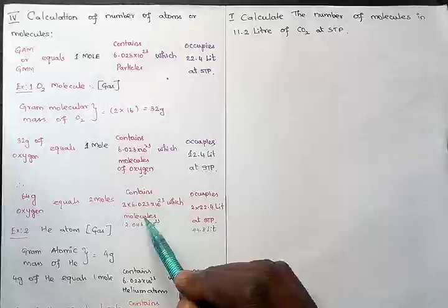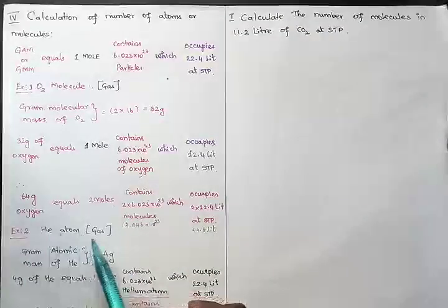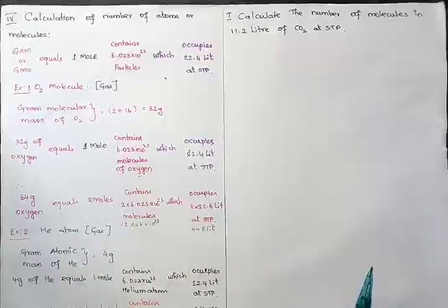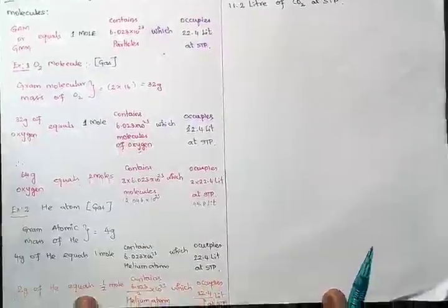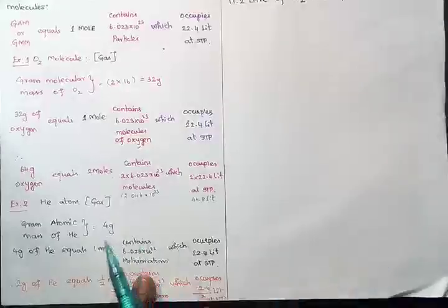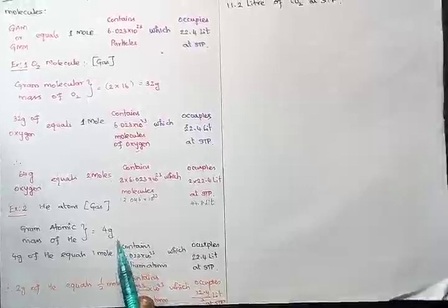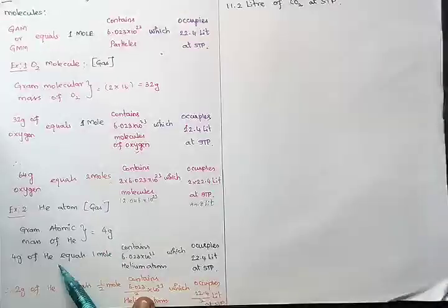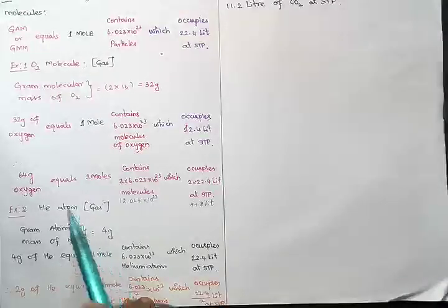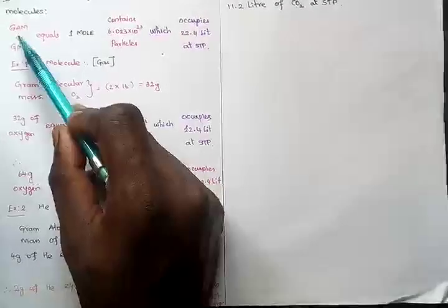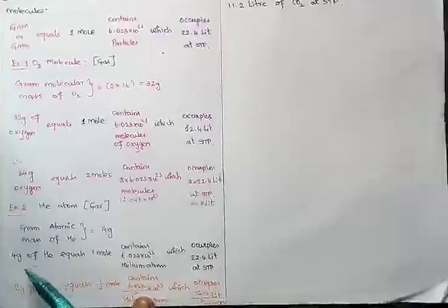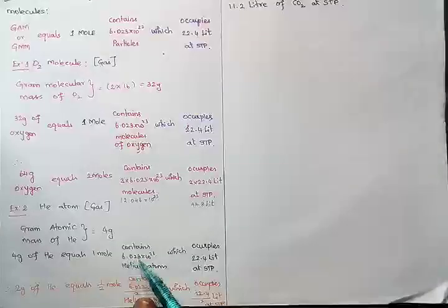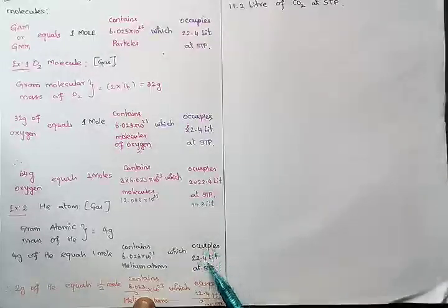Let's go for the next one, that is atom. Helium atom, which is a gas. So the gram atomic mass of helium is 4 grams. Am I right? It's 4 grams, and 4 grams of helium equals 1 mole, because gram atomic mass also equals 1 mole. So which contains 6.023 into 10 to the power of 23 helium atoms, which occupies 22.4 liters at STP.